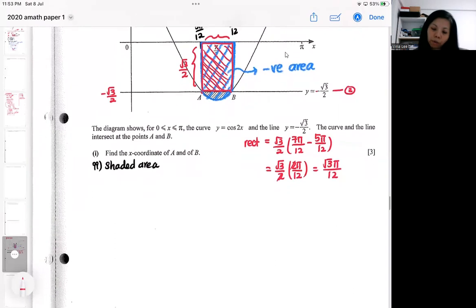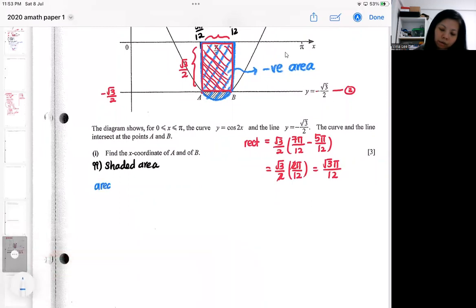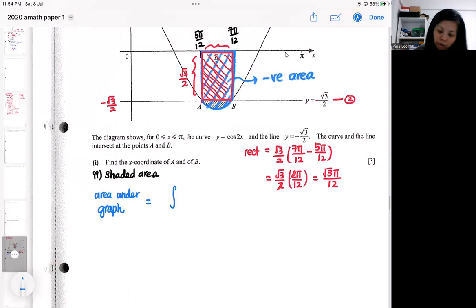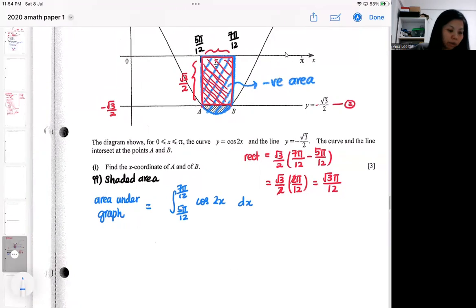So now I'm going to focus on getting the area under the graph. So for the area under the graph, we will need to integrate. So you do your normal integration, from the bigger number to the smaller number. The equation of the curve is not difficult to integrate, so you should be able to integrate this.